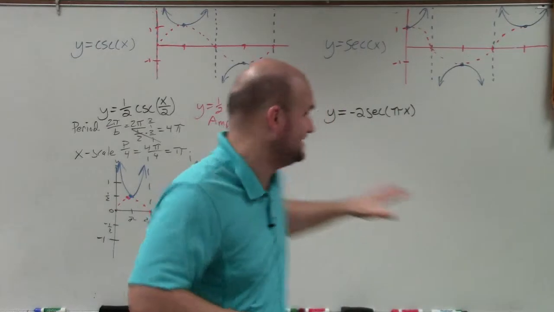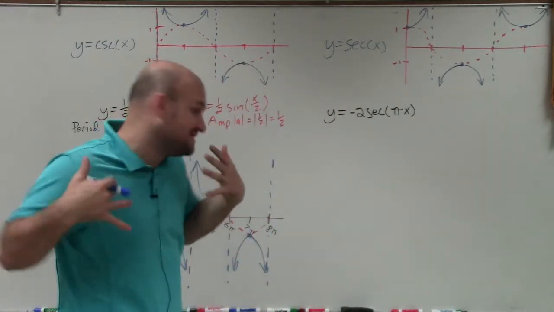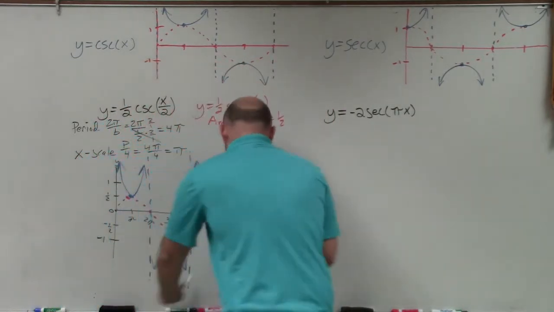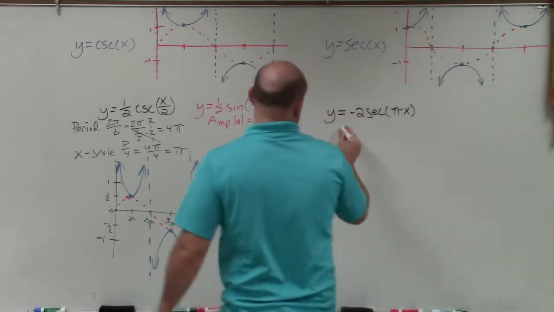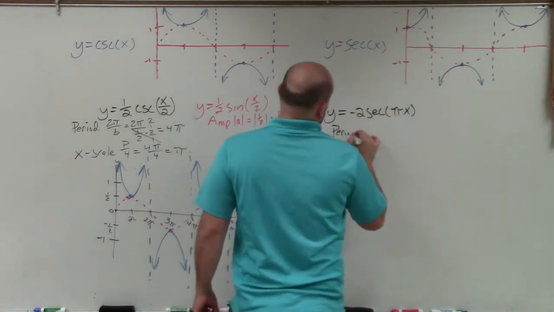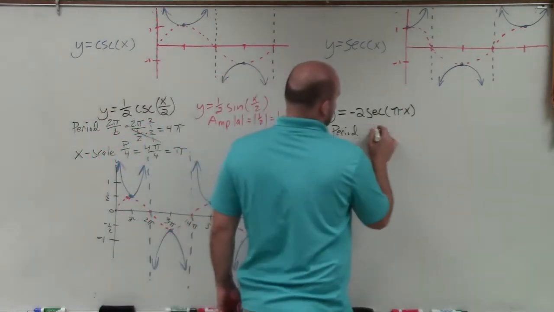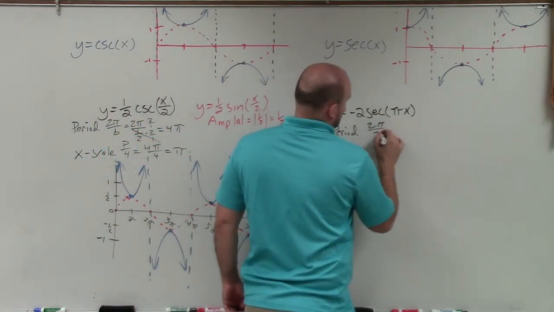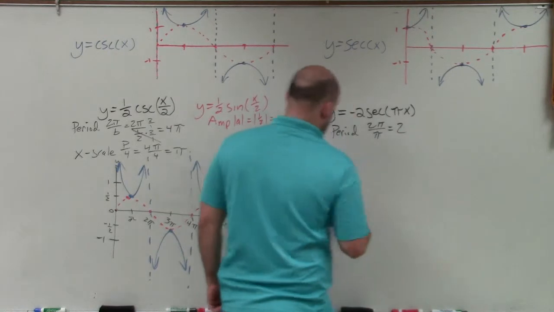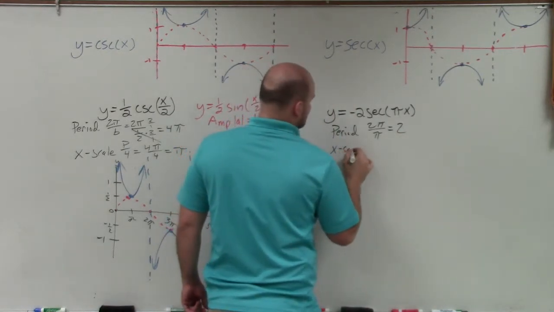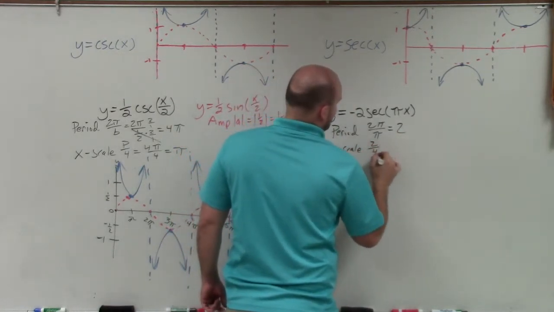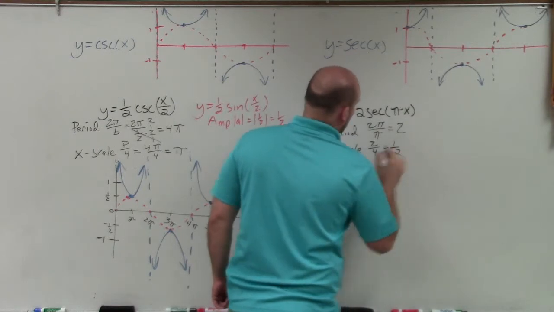Now let's go ahead and get into secant, where secant is going to be exactly the same thing that we just did, but we'll try to move it along a little bit quicker. So here, in my period, I'm going to have 2 pi divided by pi, which is just going to be 2. My x scale is going to be 2 divided by 4, which is 1/2.